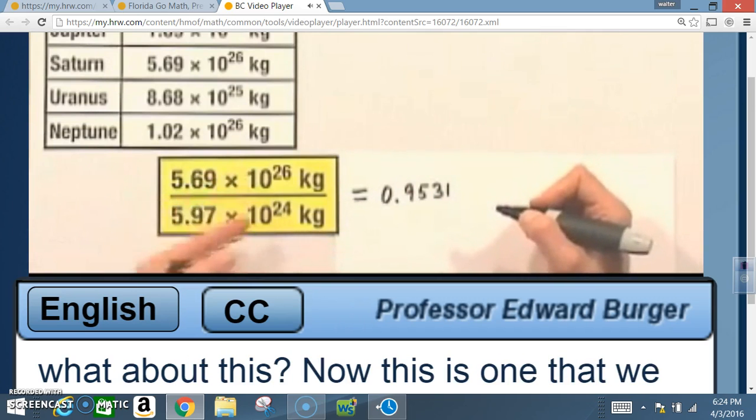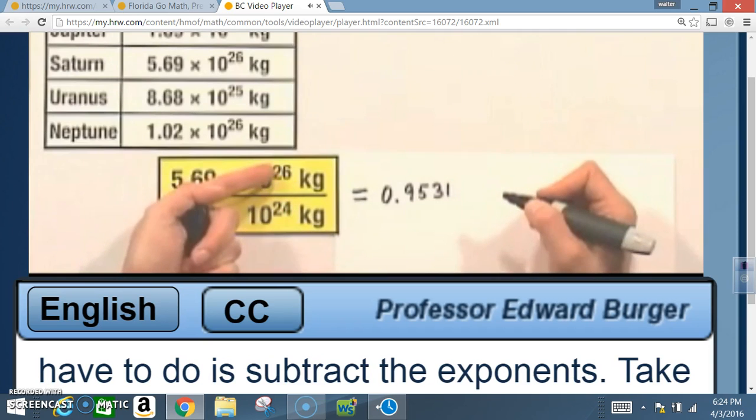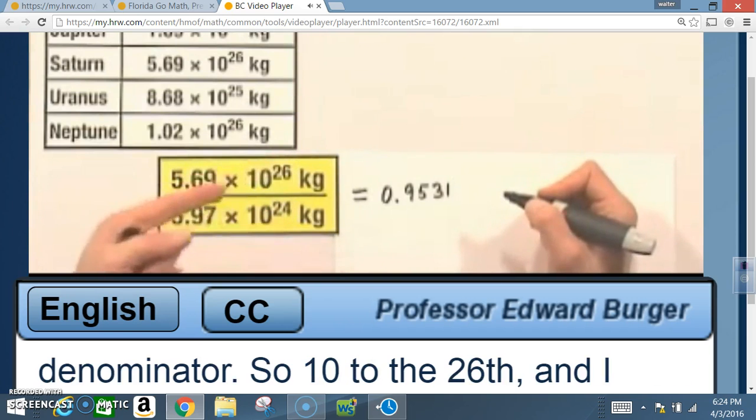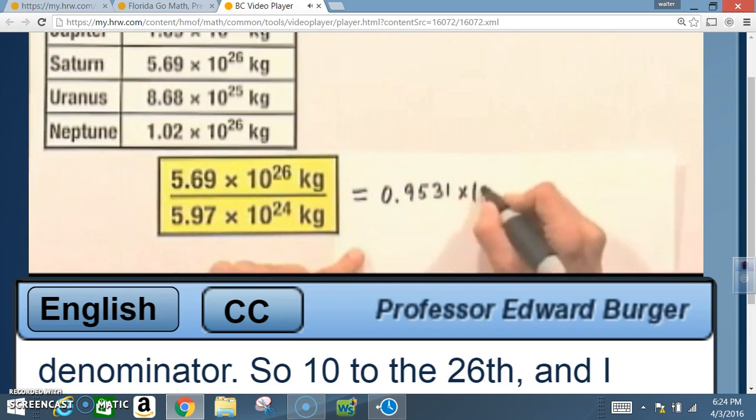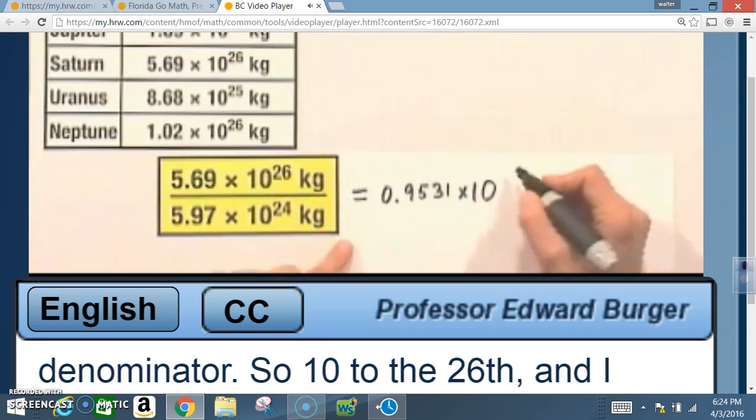Now, for this one we don't need a calculator, because this is a power of 10 and this is a power of 10, so all we have to do is subtract the exponents. Take the exponent in the numerator and subtract off the exponent in the denominator. So 10 to the 26 divided by 10 to the 24th, I'm left with 10 to what power? Well, 26 minus 24, which is 2.